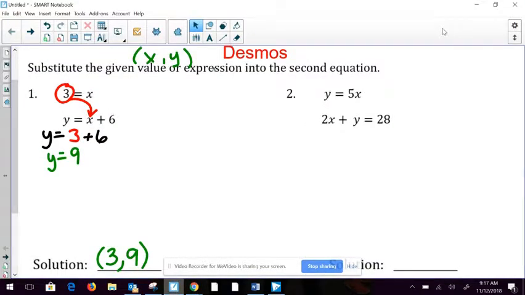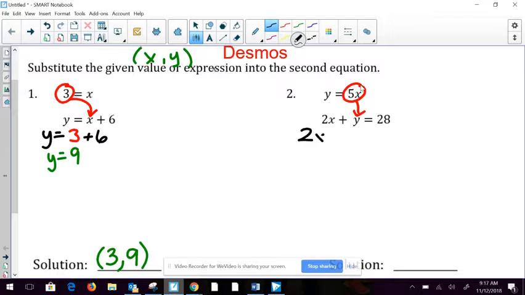Looking at number 2, y is equal to 5x, and I have the equation 2x plus y is equal to 28. So again, I have y is equal to this thing right here, 5x. So I'm going to take that and put it in place of y in the second equation. So I'm taking y out, I'm throwing it out the door, and I'm going to put a 5x in its place. So instead of saying 2x plus y, I'm going to say 2x plus 5x because that's what y is, and that is equal to 28.